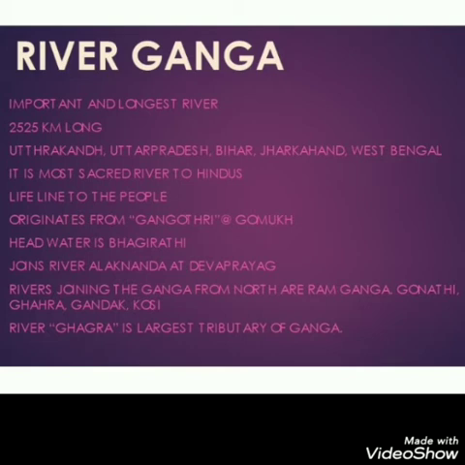River Ganga originates from Gangotri at Gomukh and its headwater is Bhagirathi. It joins the Alaknanda at Devaprayag, which is in Uttarakhand. The rivers joining the Ganga from the north are Ramganga, Gomati, Ghagra, Gandak and Kosi. River Ghagra is the largest tributary of Ganga. So these are a few points about river Ganga.